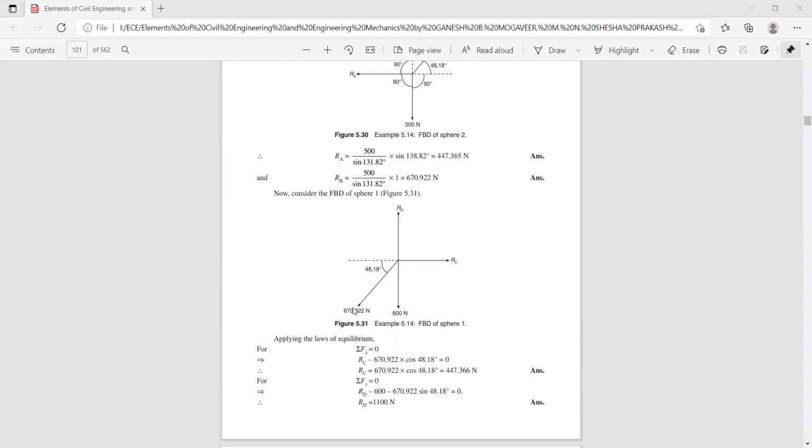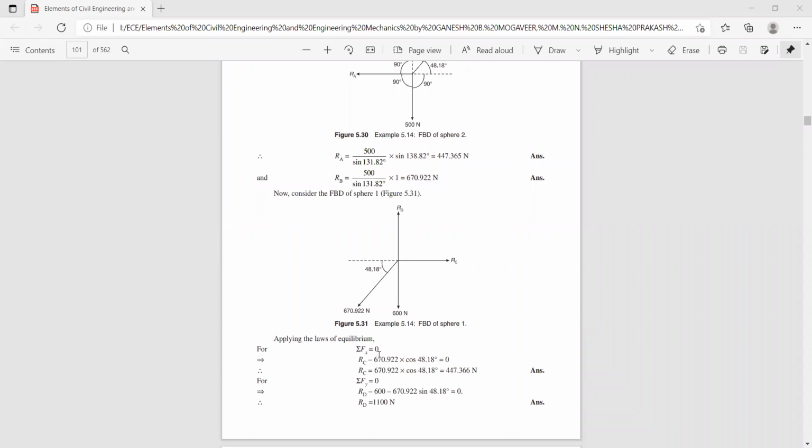Anyway, you know the RB value, and also the weight of the sphere acting in the downward direction. Here we can apply the equilibrium method. That is, we know RB. So sigma Fx is 0. So RB minus RC cos 48.18 equals 0. The RB value we already know by solving the problem by Lami's theorem for sphere P. You get the value of RB.